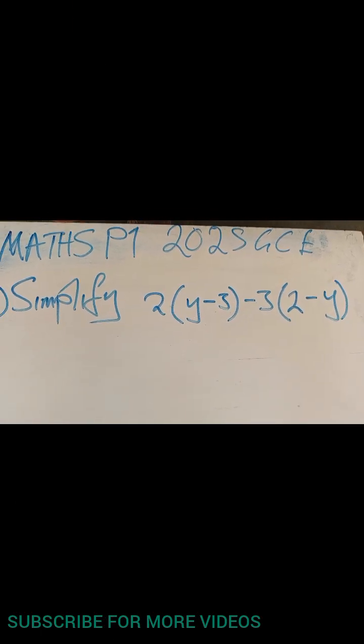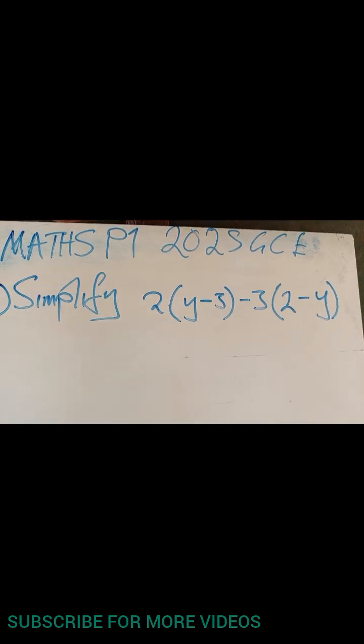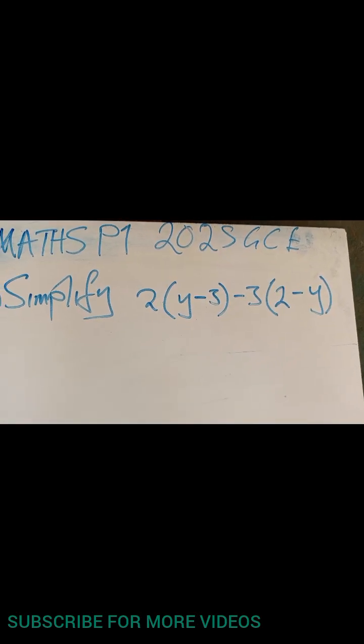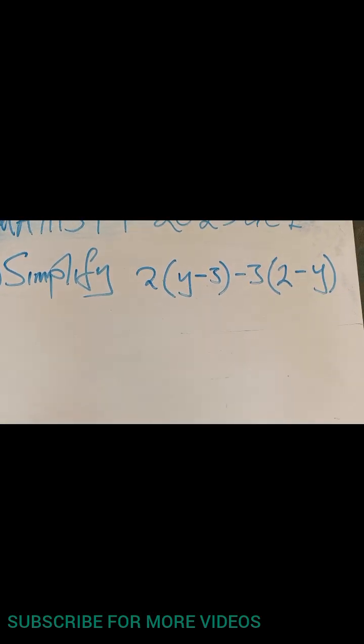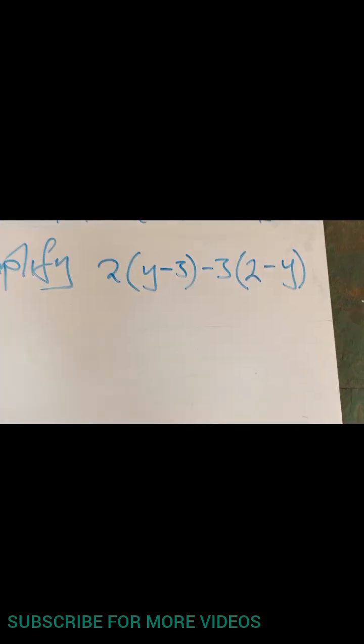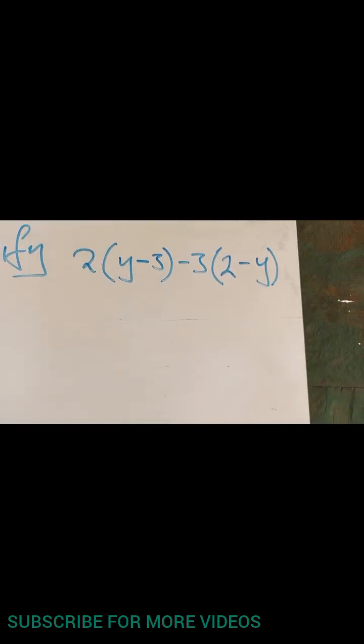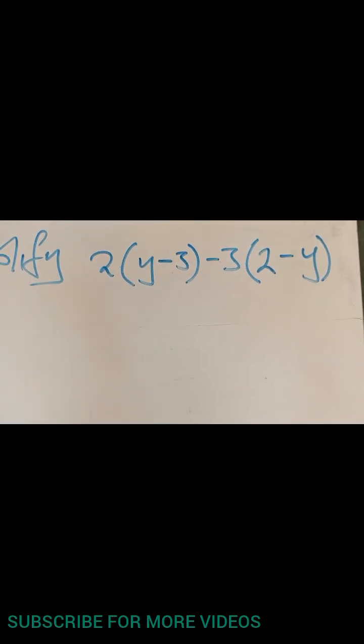So I welcome you to this tutorial video where I'll be solving Maths 2025 paper 1. So we are going to begin with question 1, which says simplify. To simplify simply means to reduce. On this question, what we need to understand first of all is the meaning of the brackets.